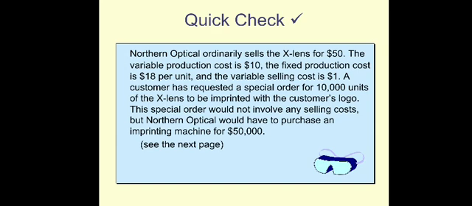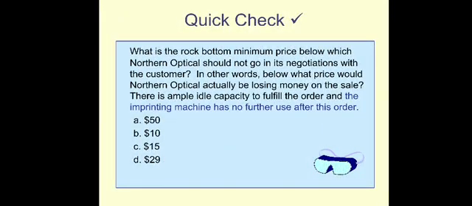The customer requested a special order for 10,000 units of X lens to be imprinted with the customer logo. This special order will not involve any selling cost. But Northern Optical will have to purchase an imprinting machine for $50,000. Okay, let's see how to answer this question. What is the minimum price which Northern Optical should not go below in its negotiation with the customer? In other words, below what price will Northern Optical actually be losing money on the sales?